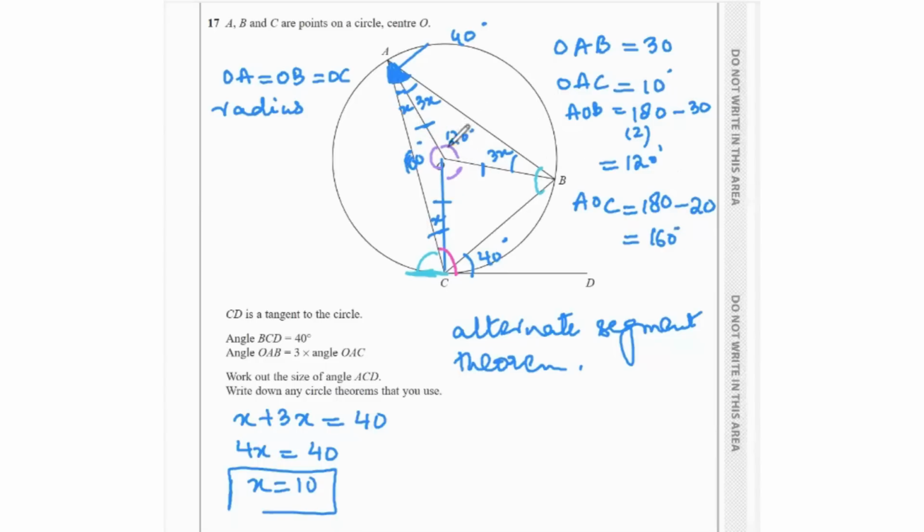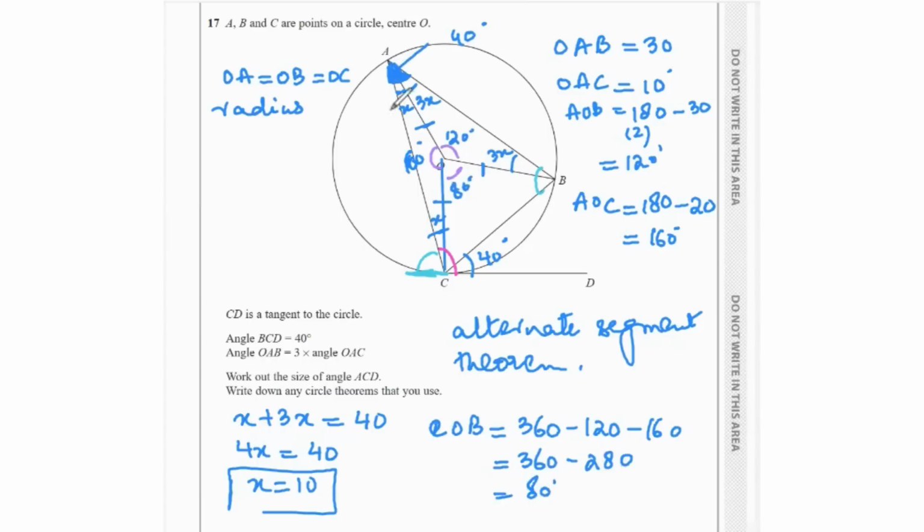So this would be angle COB, that's 360 minus 120 minus 160. That's 360 minus 280, which is going to give us 80 degrees. So that's 80 over here.